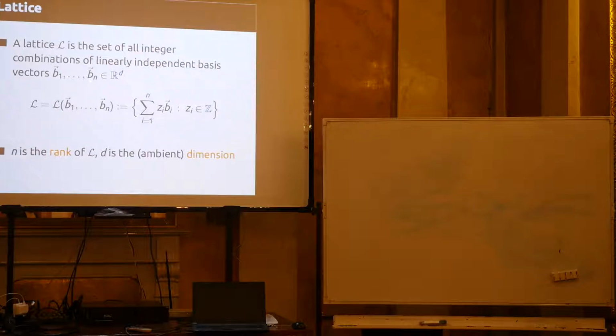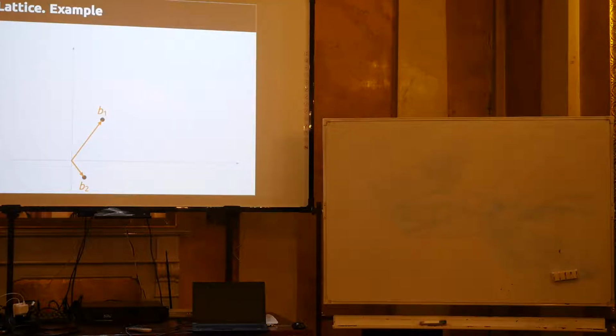Here, n is called the rank of the lattice, and d is the ambient dimension, but we won't care much about d in this talk. We'll always be talking about n, the rank of the lattice. How many, in the general case, linearly independent vectors do you have? What's the dimension of the lattice?